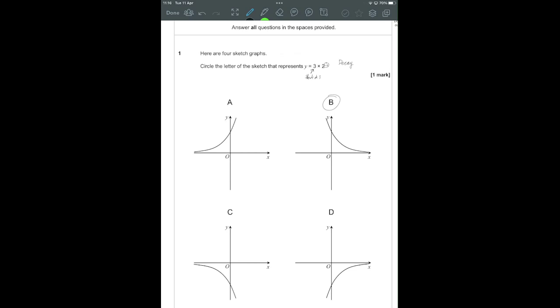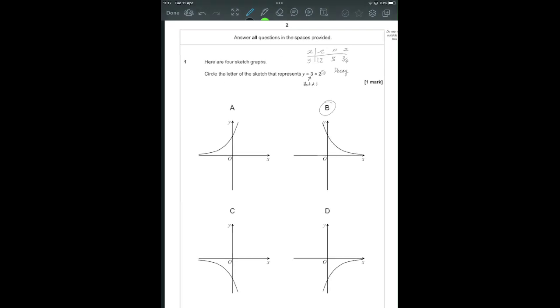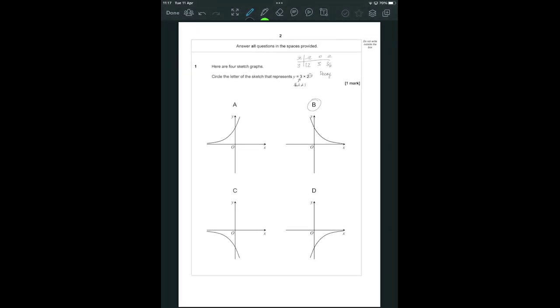Alternatively, a really good way to deal with this question is just to do a quick table of values and test some values. If I tested, let's say, -2, 0, and 2, at 0 I get 3, at 2 I get 3/4, and at -2 I would have got 12. Of course, you check those in your calculator, and that's showing exactly the type of decay that B is showing. So if in doubt, if you have forgotten what these graphs look like, doing a quick table of values, just checking a few values can be exceptionally helpful.